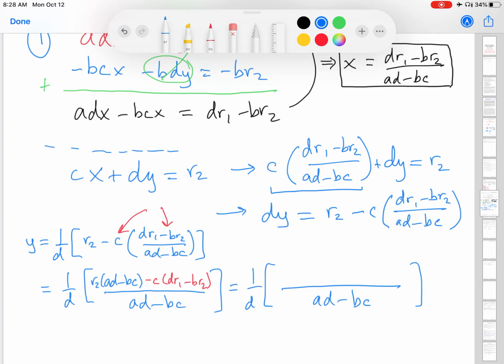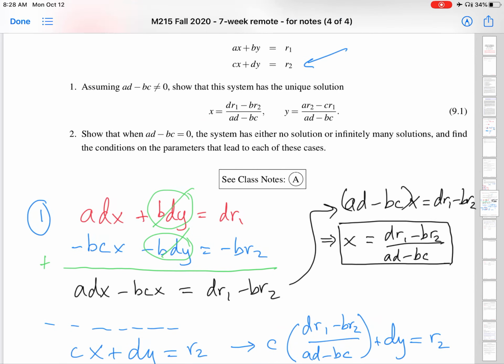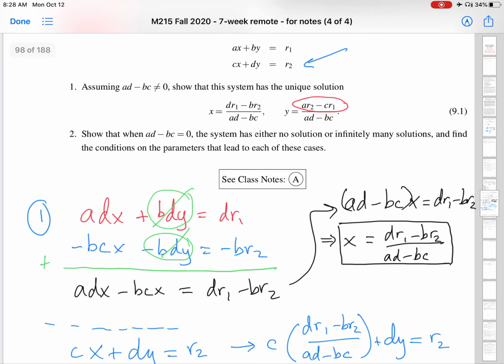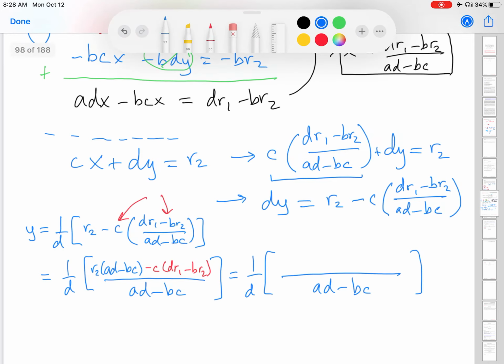One thing I'll mention, it is always useful to have a sense of where you're heading. So let's scroll up a little bit. And we want to show that the solution for y looks like this, right? So this is kind of the numerator we're aiming for, an AR2 minus CR1. So that's always helpful if you know what you're aiming for. So AR2. So we see that term here. Let me put it in red. Here is an AR2, and here is a minus BR2. Okay, so we're heading in the right direction.